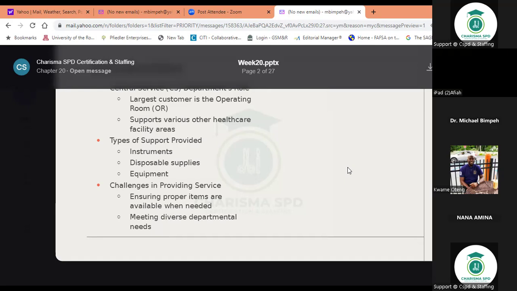Then also, challenges in providing service. Every institution in its attempt to provide services sometimes meets some kind of roadblocks. So we want to see some of the challenges we encounter in central service: ensuring proper items are available when needed. Sometimes we are not able to respond to the needs. They want something, we can't locate it, or we have it but there is no chemical indicator, or if it's a wrapped tray, maybe there is a hole in the wrap. Anything, these are all challenges.